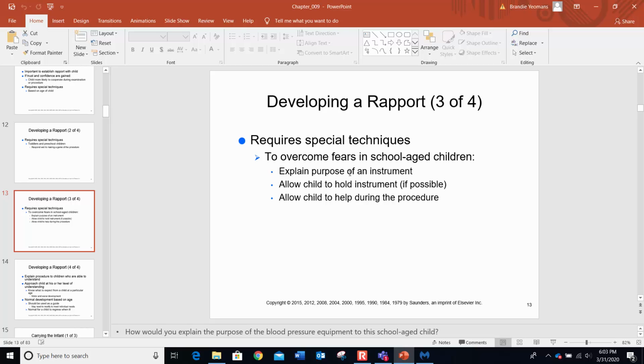I love to tell kids, look at this long Q-tip. Does your mom or dad use Q-tips to clean your ears? Well, this is just the same thing, just on a long stick, and I'm going to tickle the back of your throat, or I'm going to tickle the back of your nose.